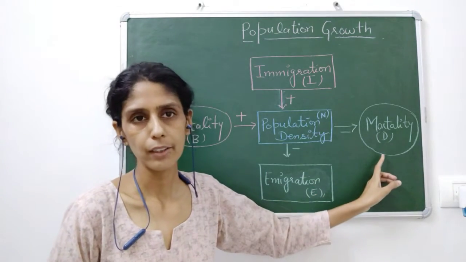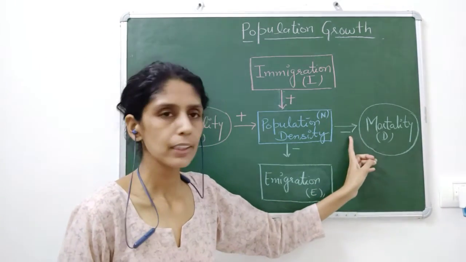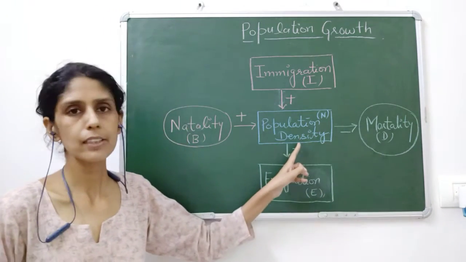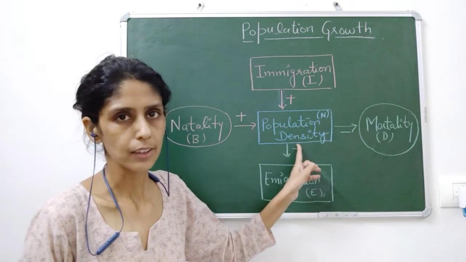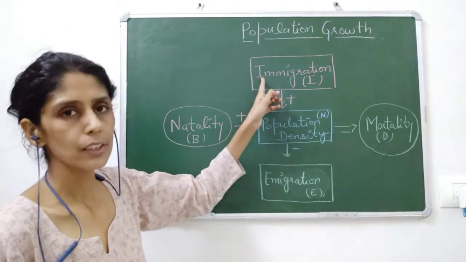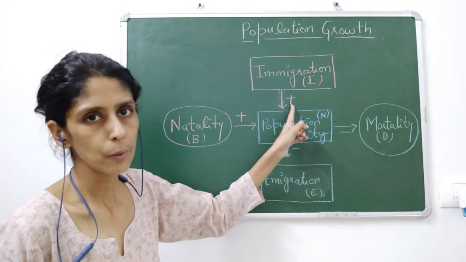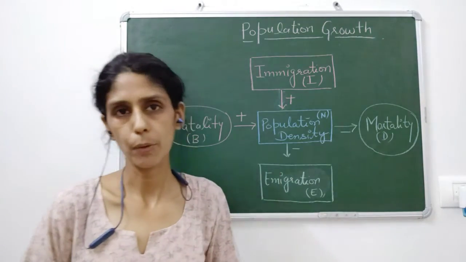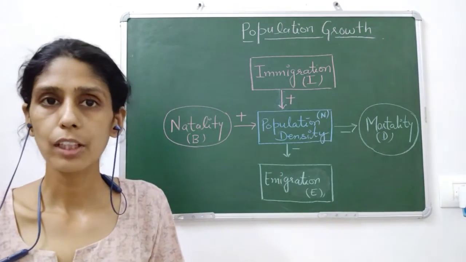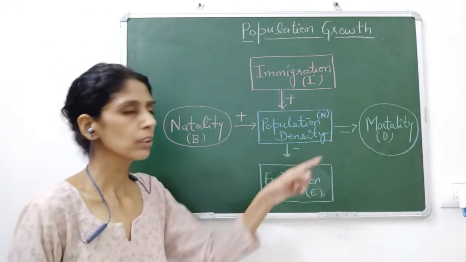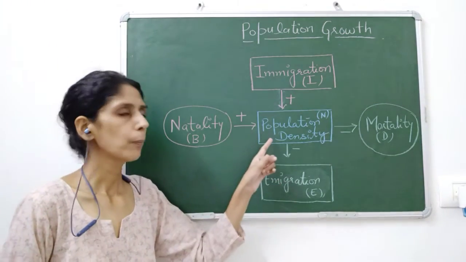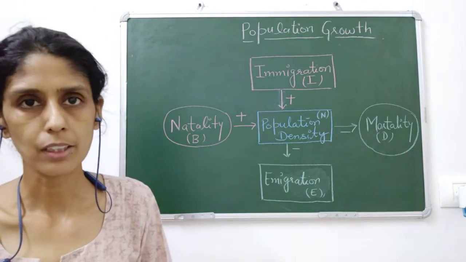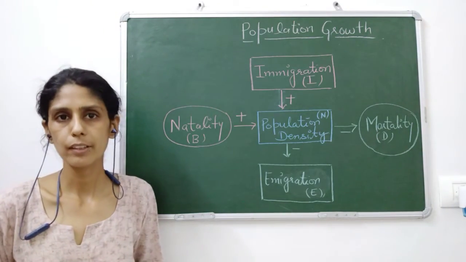On the other hand, with mortality, a negative sign is given. That means mortality will result in a decrease in the population density. Similarly, immigration results in an increase in population density and emigration results in a decrease in population density. So here we can see that depending on the type of the factor, the population density can increase or it can decrease. So one by one we'll see what these factors are.